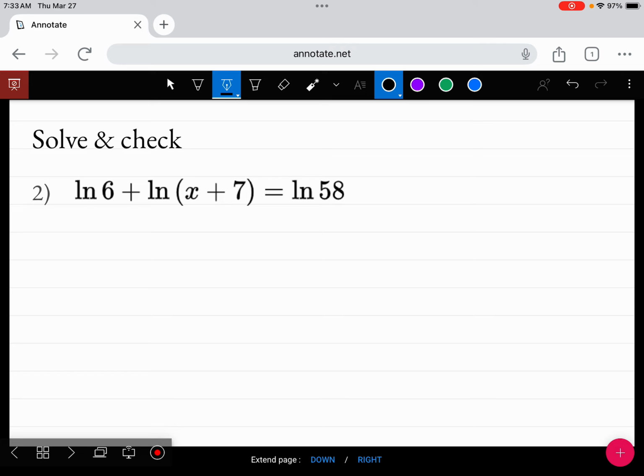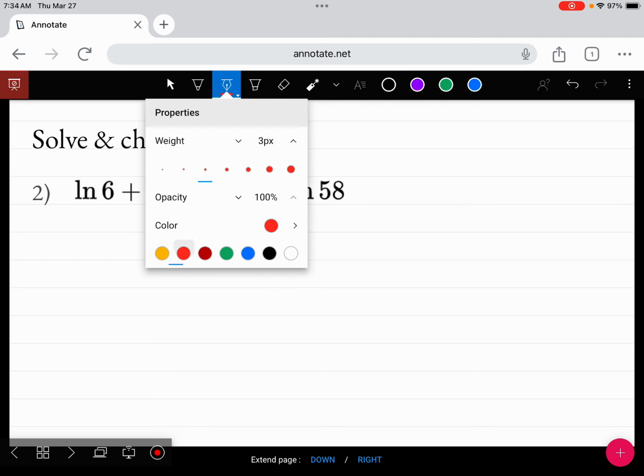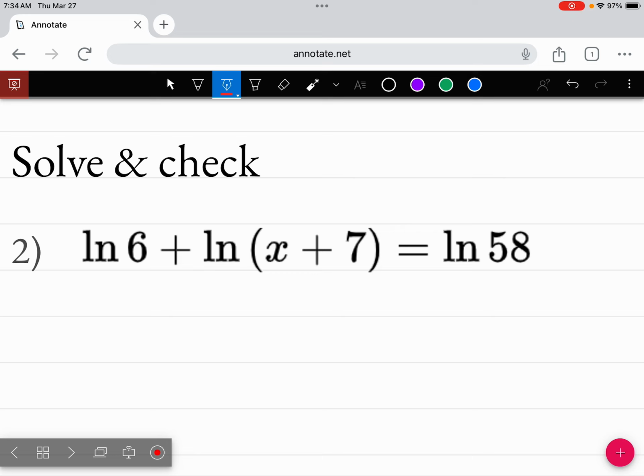I see logs on both sides, which means we're going to try and make it so we have only one log on each side so that I can just ignore the log part. So, is there any way that I can make those two things smush together? Can I make these smaller? Maybe can I condense? Yes. We're going to condense that left side. So that means our addition turns into what? Multiplication.